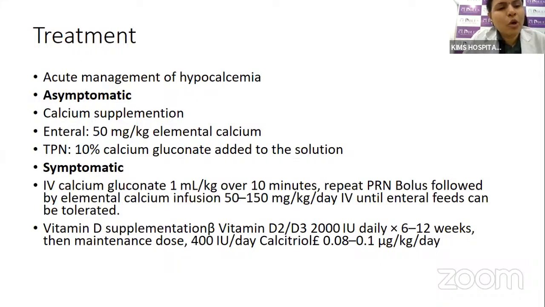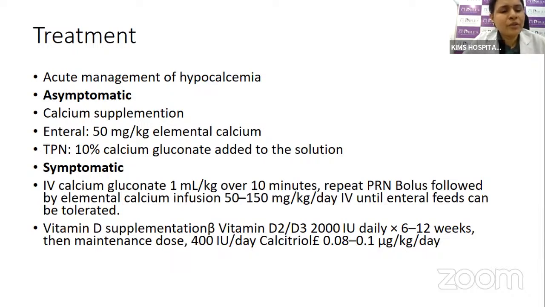In asymptomatic newborns with calcium detected to be low on routine screening, it can generally be corrected with calcium supplementation. If the baby is already on full enteral feeding, we may simply supplement oral calcium at 50 mg per kg per day of elemental calcium. This is in the context of a term healthy newborn. If the baby is a preterm or very low birth weight newborn, the calcium supplementation would be much higher, usually 120 to 200 milligrams per kg of elemental calcium.